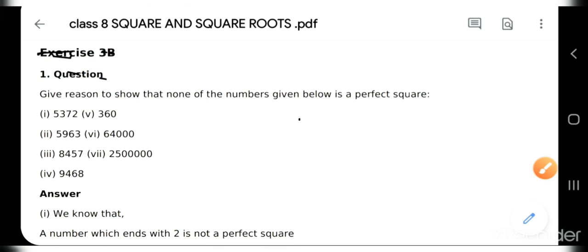Hello everyone, this video is for standard 8. In this video we'll solve exercise 3b of chapter 3, squares and square roots. Let's begin with the first question.